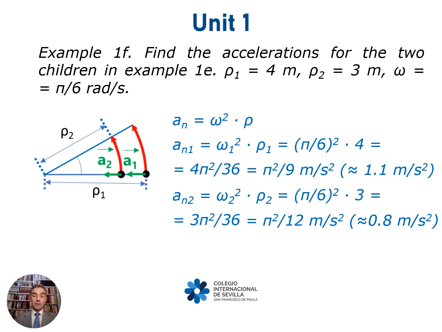Common angular speed, lower or shorter radius for child 2, and therefore lower normal acceleration for child 2. Obviously, as they move along the circumference, and as we saw in the animation, with a lower radius with the same angular speed, the linear speed needs to be smaller for the inner child.